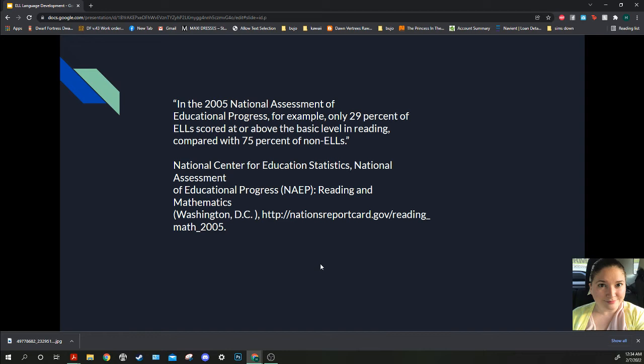In 2005, on the National Assessment of Educational Progress, for example, only 29% of ELL scores were at or above the basic reading level compared with 75% of non-ELLs. The National Center for Education Statistics, the National Assessment of Educational Progress, or NAEP, Reading and Mathematics, found these results. This is due to students needing to compete with fluent peers on the same standardized assessments while they're still learning to speak, read, and write in the language that the test is taken in.